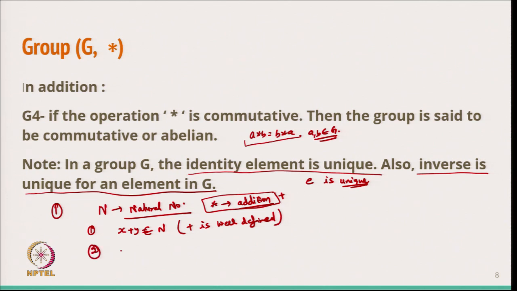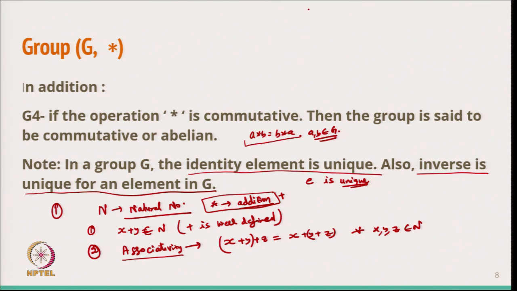Second, I am going to discuss the associativity. Associative means I have x star y star z, and that is going to be x plus y plus z. This is true for all natural numbers, for all x, y, z belonging to N. So, it is associative, which we have already discussed.